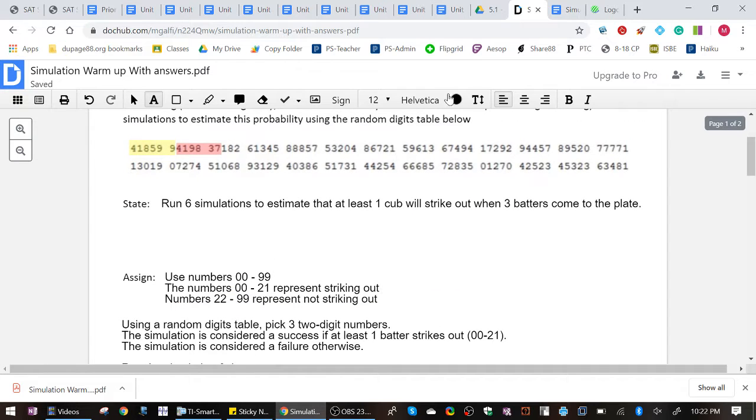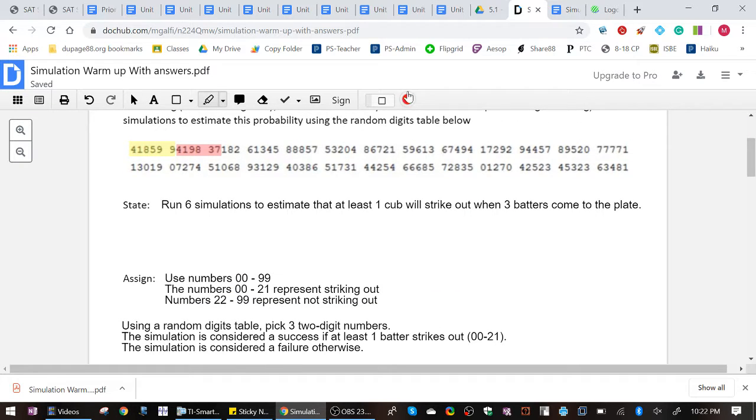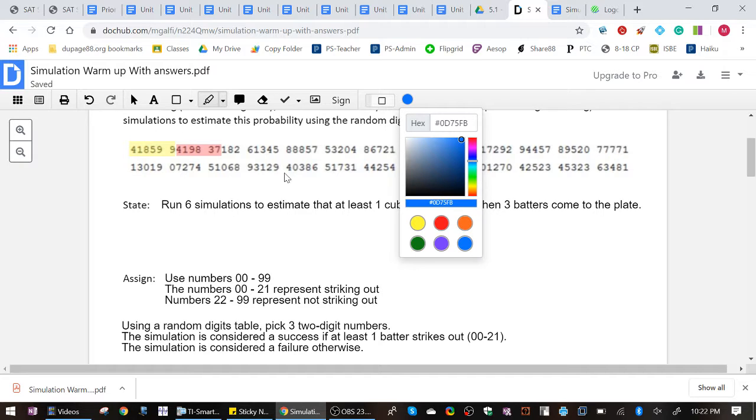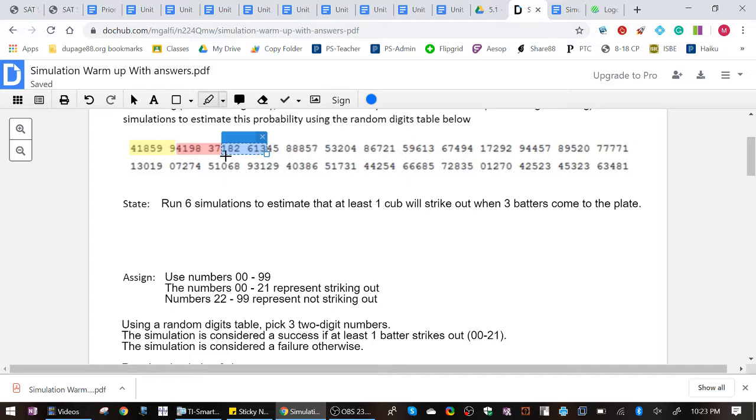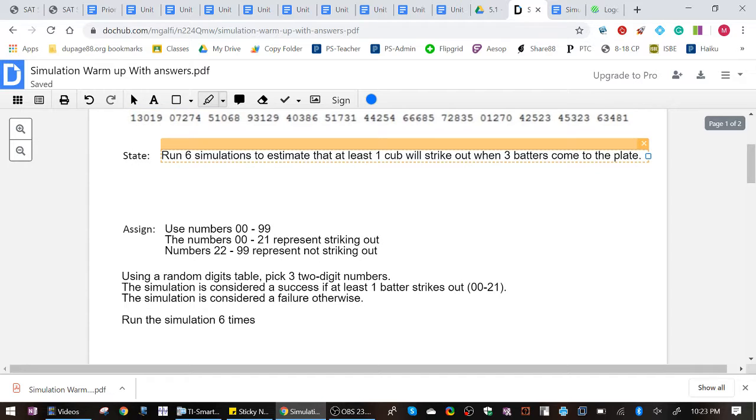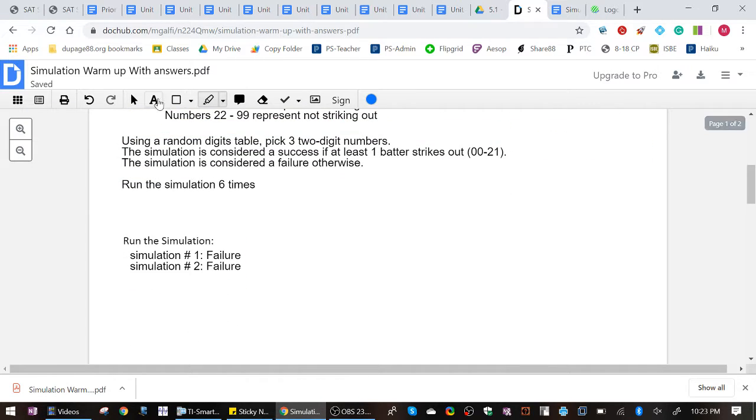Okay, let's keep going. Next simulation, I've got 3 more batters. I've got 18, 26, and 13. So 18 represents striking out, 26 is not striking out, and 13 is striking out. So in this simulation, I've got 2 people striking out. That's what I'm looking for, at least one person striking out here. So simulation number 3 was a success.